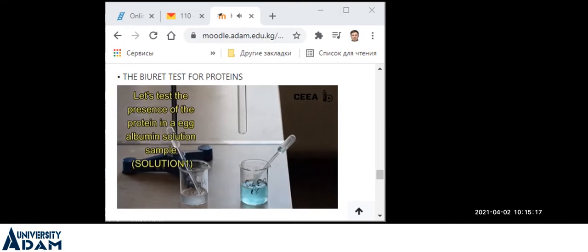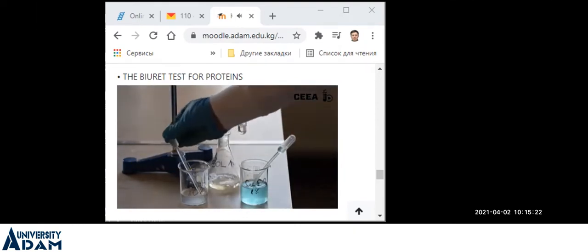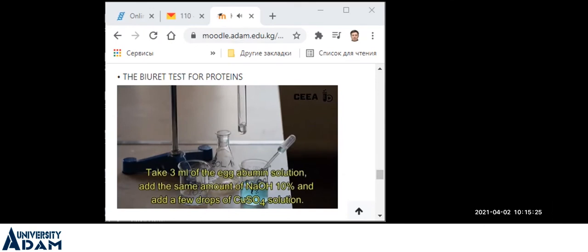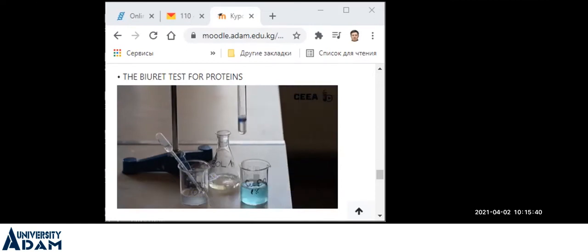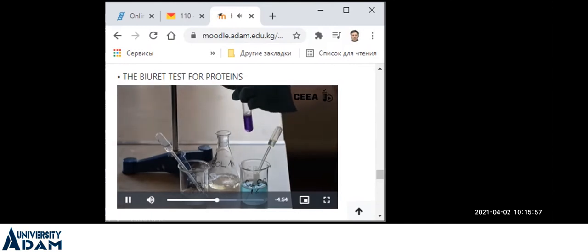To test the presence of a protein, take in a test tube 3 ml of a sample solution. Add the same amount of the 10% sodium hydroxide solution. Add a few drops of the 1% copper sulfate solution. Shake it to homogenize the mixture. If a violet color is seen, this is an indication that the analyzed solution contains a soluble protein.